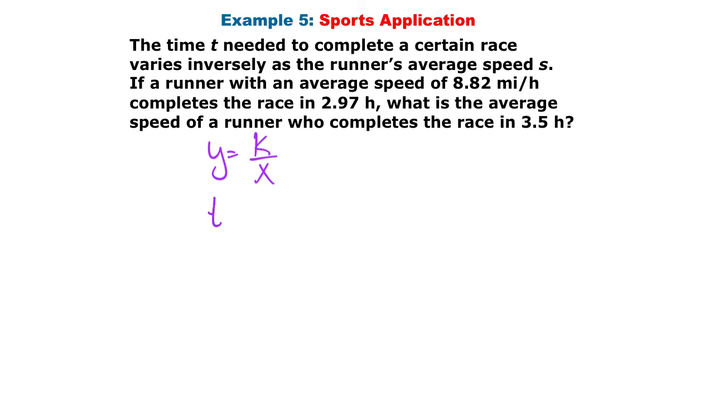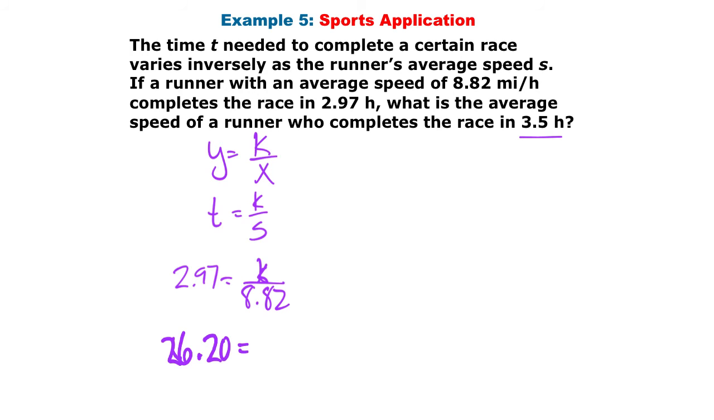So I'm going to replace this with the variables that we're using for time and speed. If a runner with an average speed of 8.82, so that's going to be in our denominator right here, completes the race in 2.97 hours, what is the average speed of a runner who completes the race in 3.5 hours? So first thing I need to do here is find k. And I got k to be 26.2, rounding to 2 decimal places.